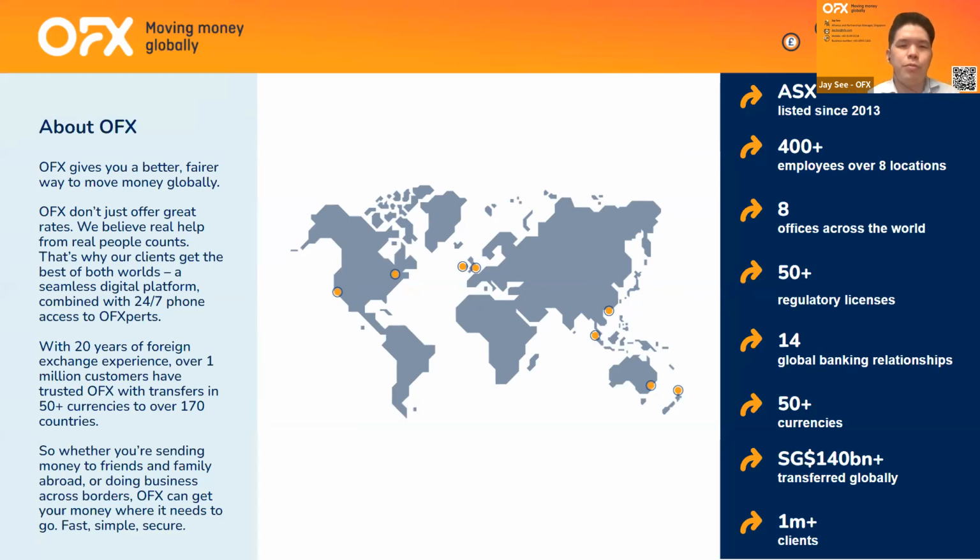So if you have a look at the world map right in front of you, we are in 8 countries around the world. Now going from the left, we are in San Francisco in the US, Toronto in Canada, Dublin in Ireland, London in the UK. Our Asia HQ sits in Hong Kong. There's Singapore, I've mentioned. Global HQ sits in Australia, and there's a small office in Auckland, New Zealand.